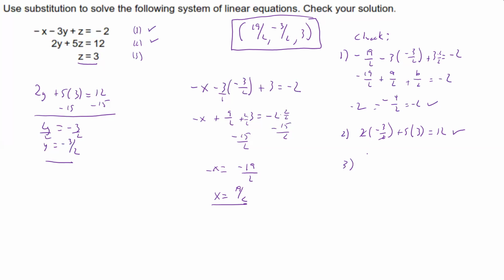And finally, z equals 3. Well, that's what was given, so yeah, that works. And so that would be our solution, and that would be how we'd write it with the triple ordered, the x, the y, and then the z. All right, let's stop there and come back for some more.